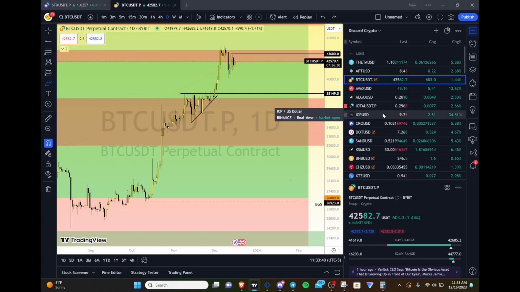Cryptos have been absolutely fabulous this year. Stocks actually have not been that great this year. It's been very lackluster. Haven't lost money, but haven't made much either.